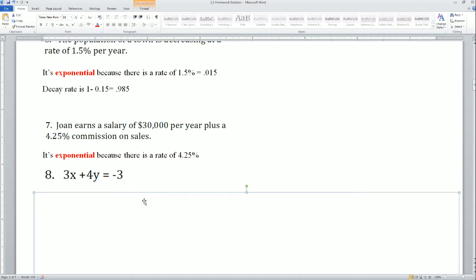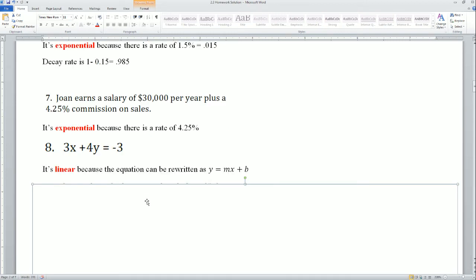Next one, 3x plus 4y equals negative 3. It is linear because the equation can be rewritten as y equals mx plus b.